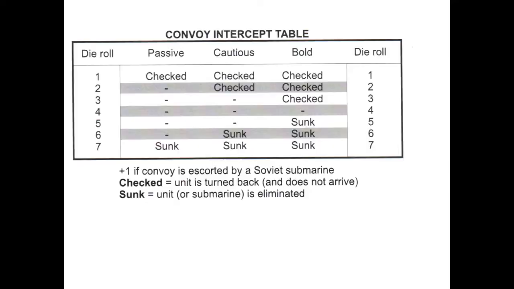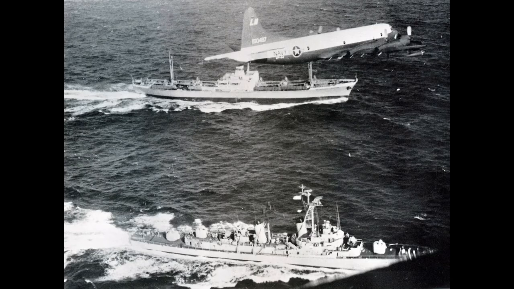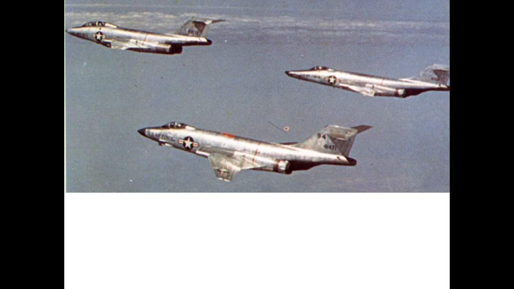So here you can see the chart. The Americans can choose between passive, cautious, and bold. And while it increases the probability of them checking the ship, if they find a ship that has missiles, then there's a bonus for the Americans. But otherwise, if the ship is sunk, there's a bonus for the Russians. So it's a fairly high-risk table to appeal to. Here you can see the blockade in effect, or quarantine rather.